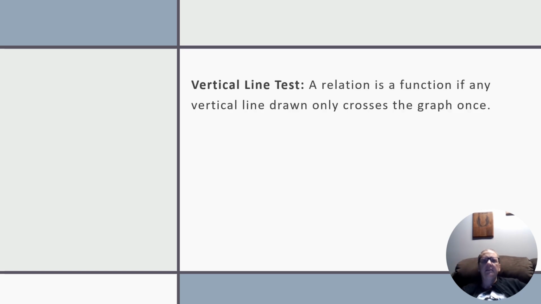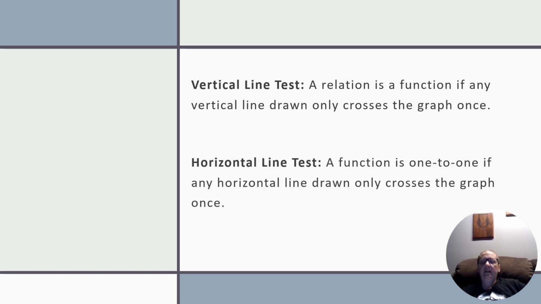All right, before we move on to more examples, we need to introduce a couple new concepts. So first of all, we have what's called a vertical line test. This is a way of telling if a relation graphed on the Cartesian coordinate system is a function. It says a relation is a function if any vertical line drawn only crosses the graph once. So that means no matter where you draw a vertical line, it can only cross once. If it crosses more than once anywhere, then it's not a function.